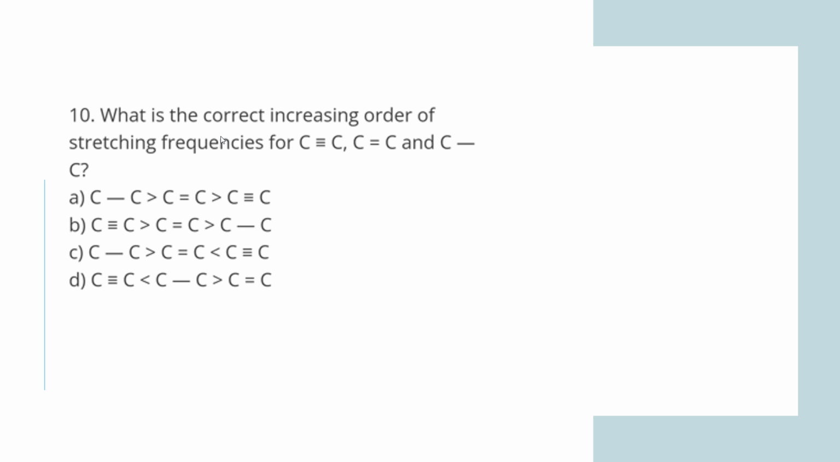So, the first question for this topic today is, what is the correct increasing order of stretching frequencies for carbon-carbon triple bond, carbon-carbon double bond and carbon-carbon single bond? You have to arrange them in the increasing order of stretching frequencies. So when it comes to stretching frequencies in IR spectroscopy, it gives you the measure of energy required to stretch or eventually break a bond present in a molecule.